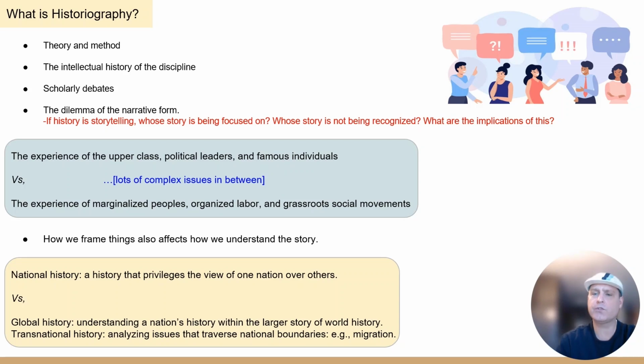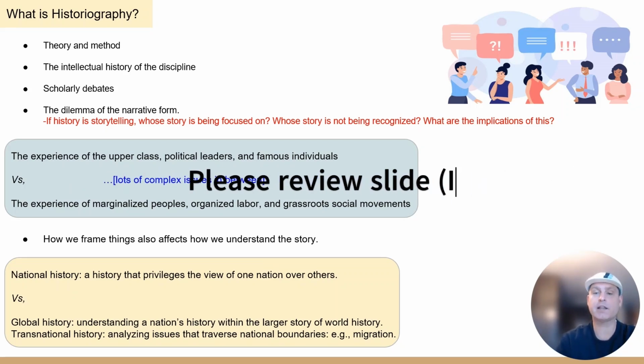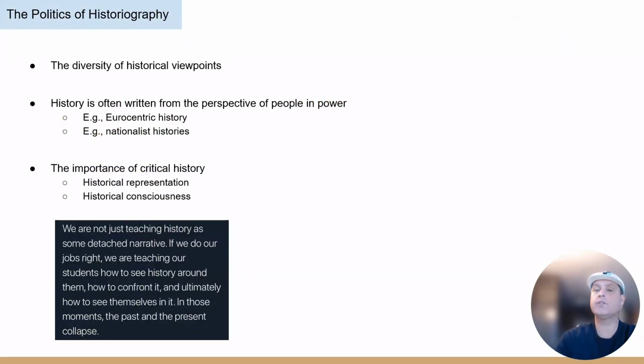If history is storytelling, whose story is being focused on? Whose story is not being recognized? And what are the implications of all this? Thus, there is a politics to historiography. There is a diversity of historical viewpoints, and our understanding of the past is shaped by which viewpoint we take.